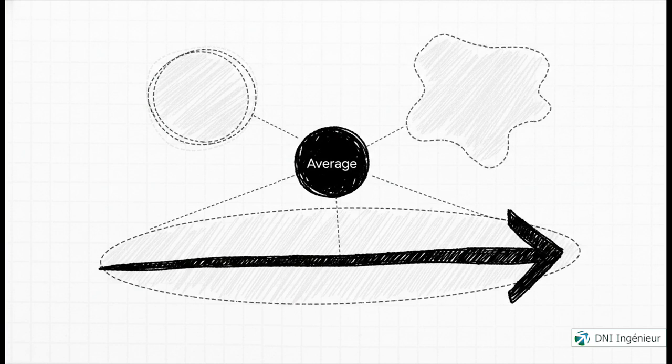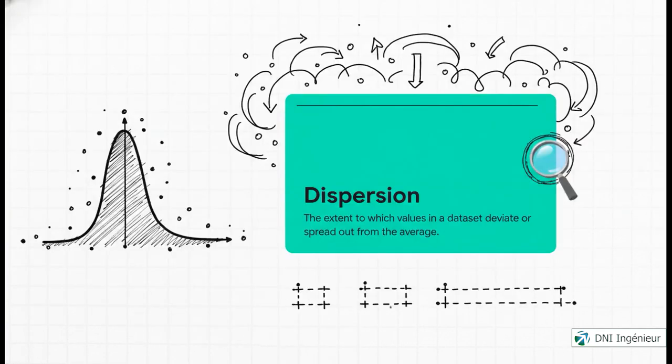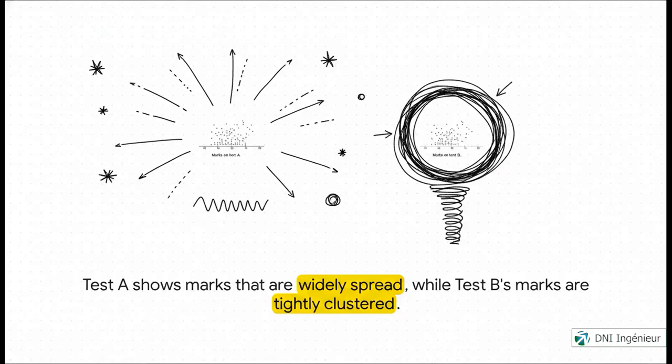We have to measure the data's spread. That spread has a name, dispersion. It's just how much the values in a dataset are spread out. This is a perfect example. You can literally see how Test A's scores are all over the place.